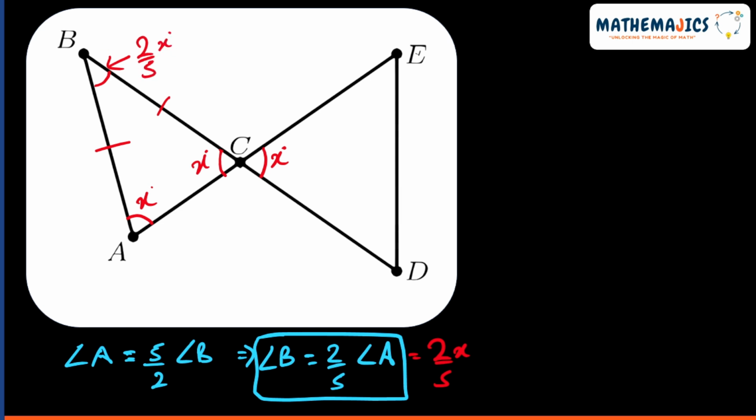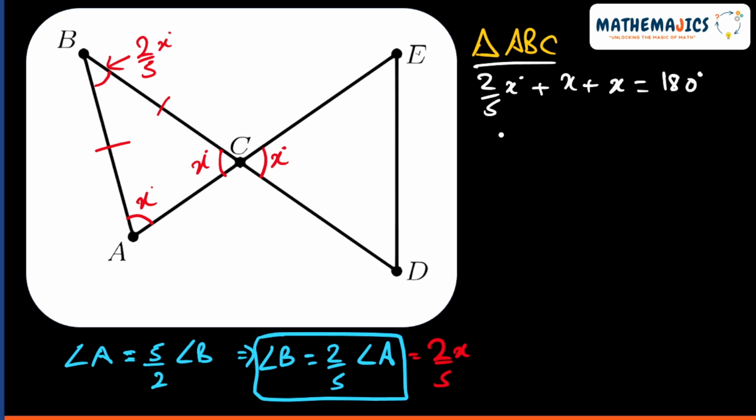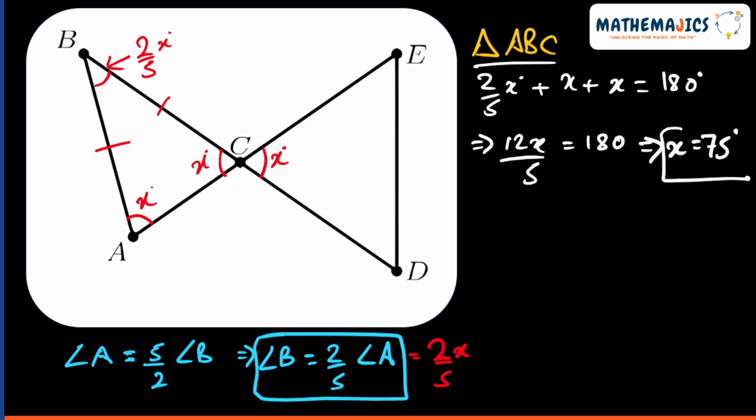Now let's go to triangle ABC. In triangle ABC, 2/5 of x degrees, that is angle B, plus x degrees, that is angle A and angle C, will add up to 180 degrees. If we solve this, we will get 12x/5 is equal to 180. Solving further, we get x equals 75 degrees. Please keep this in mind.